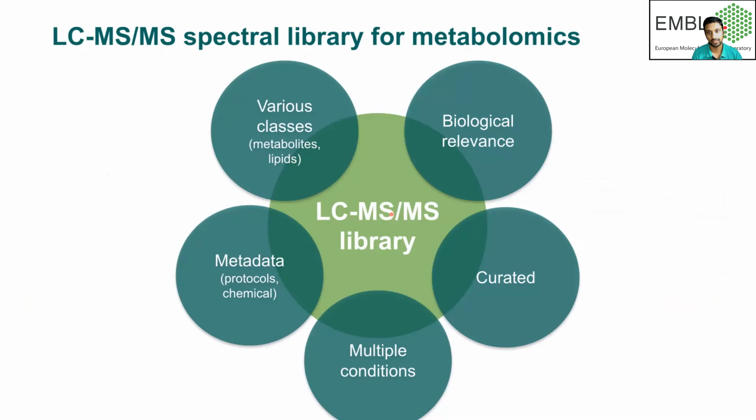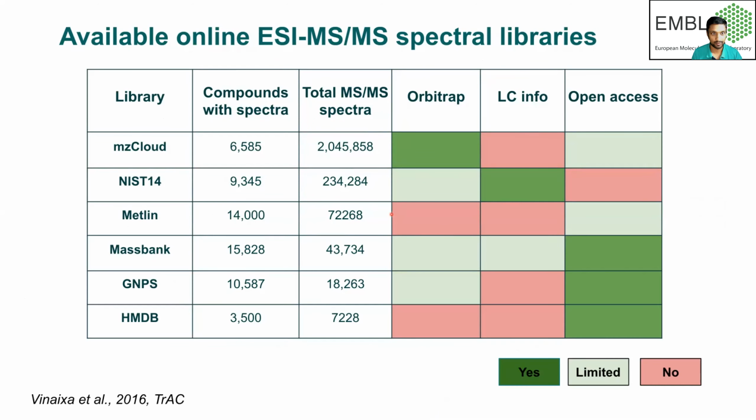So we just selected about 1000 metabolites based on various classes which are biologically relevant and important to our users, and we used multiple conditions to generate a spectral library. We also compared that library with other spectral libraries.